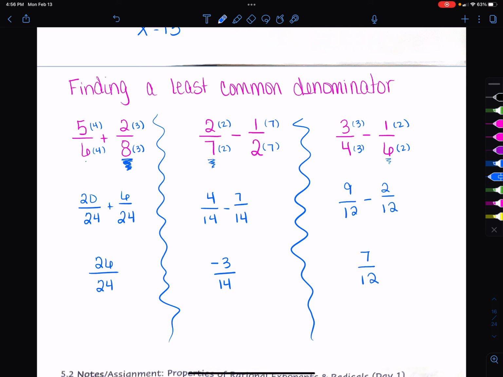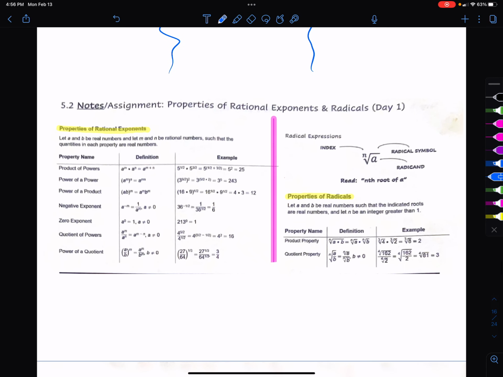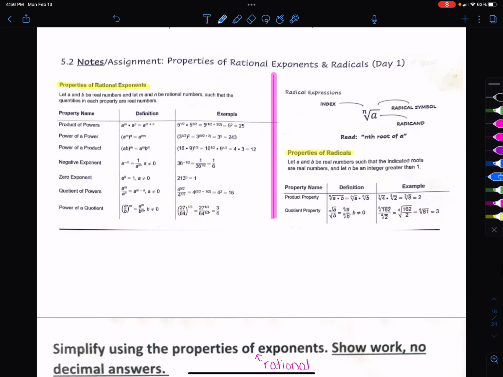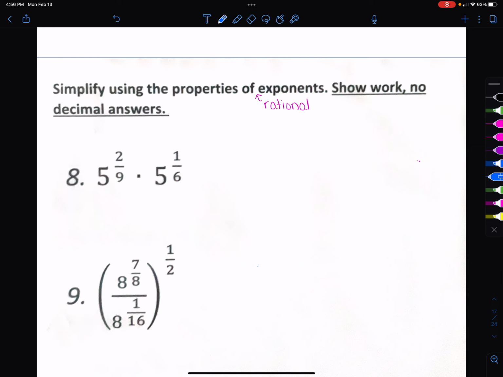Okay. Now, finding the least common denominator is really important in these next problems that we're going to be working with. So we are also going to be using our properties of rational exponents and our properties of radical exponents. This was on top of the 5.2 notes. Okay, so here's the rules for rationals, and here's the rules for radicals. All right, so let's go ahead and simplify using the properties of rational exponents on this one. Show work, no decimal answers, which means you're going to have to leave them fractions.